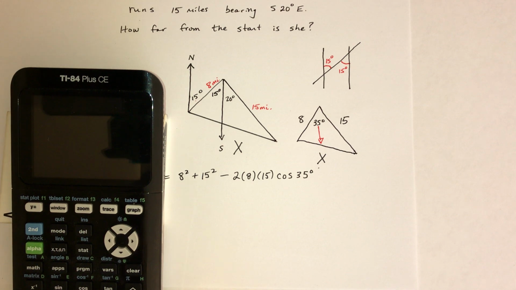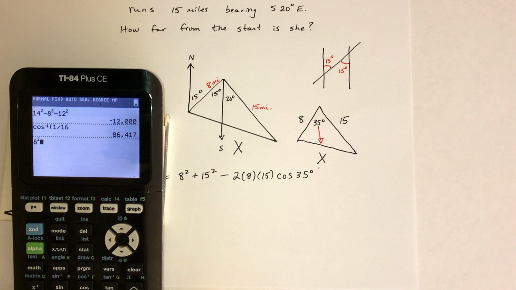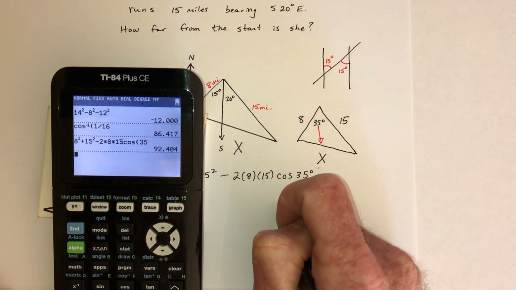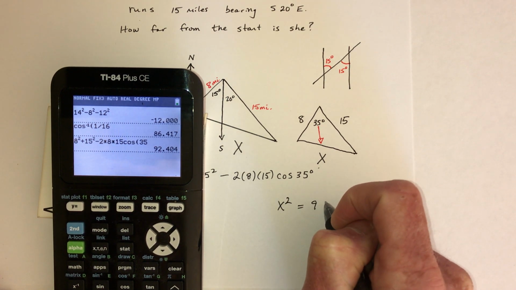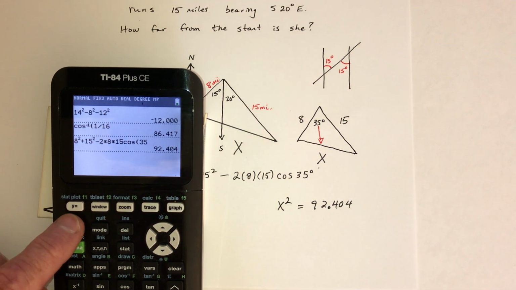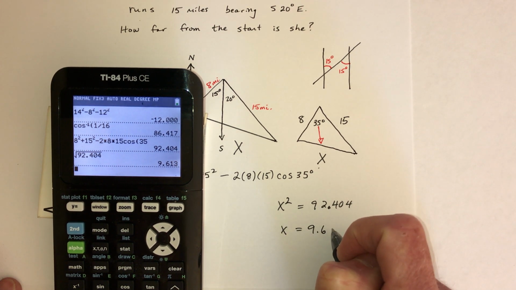No other algebra required at this point. So you've got 8 squared plus 15 squared minus 2 times 8 times 15 and cosine of 35 degrees. So all of that equals 92.404. That means that x squared equals 92.404. And then take the square root. The square root of 92.404. So she's about 9.6 miles from the start.